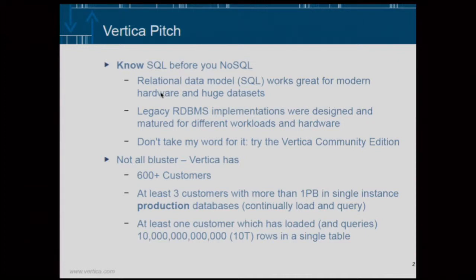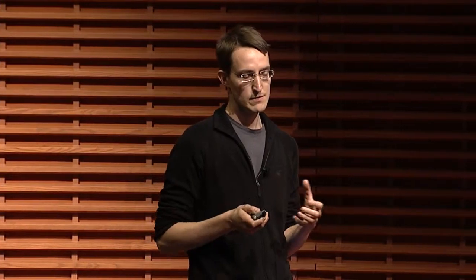Right, so we have over 600 customers. We have at least 3 customers, and if you've been paying close attention, you might guess who they are, at least some of who they are, that have over 1 petabyte in their actual production instance. Right, so this is a petabyte of raw data running in a system that's not just getting dumped somewhere, but it's actually also actively getting queried.